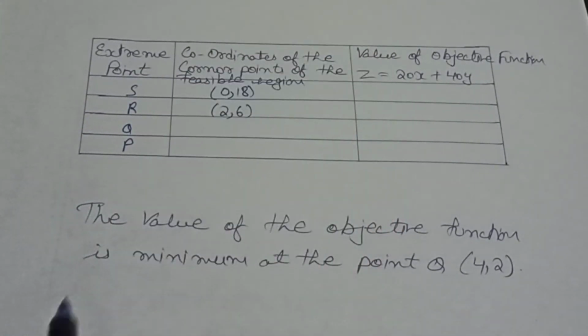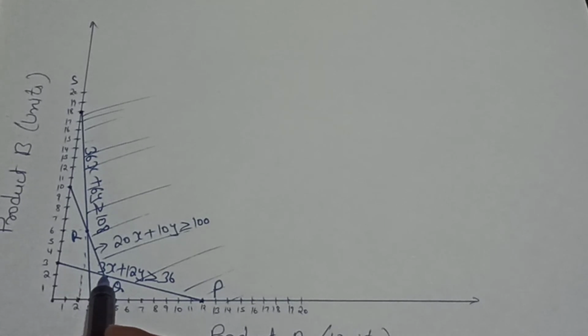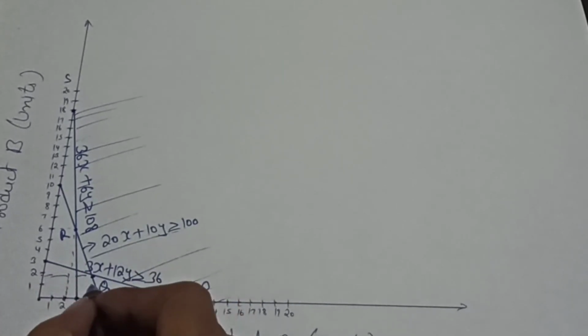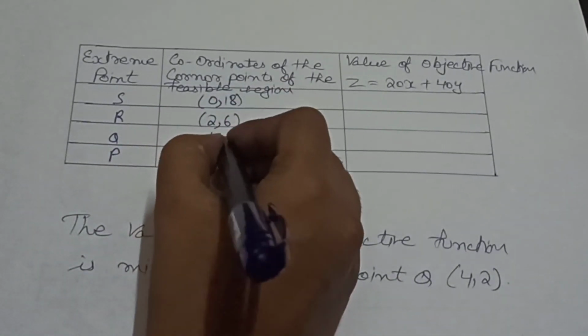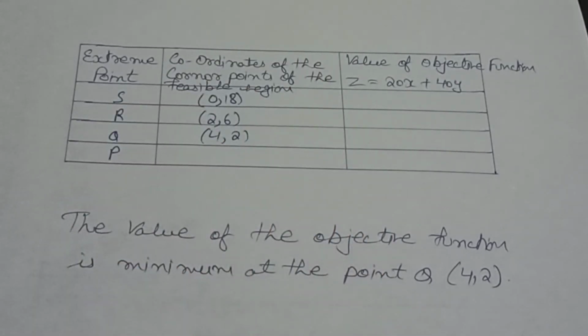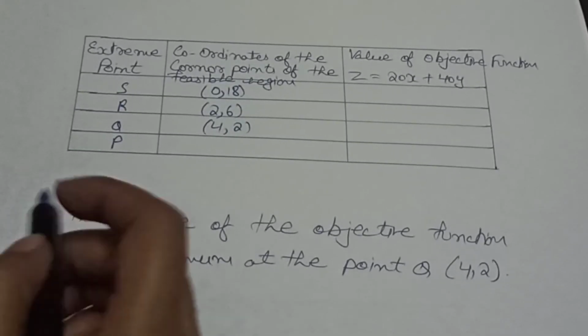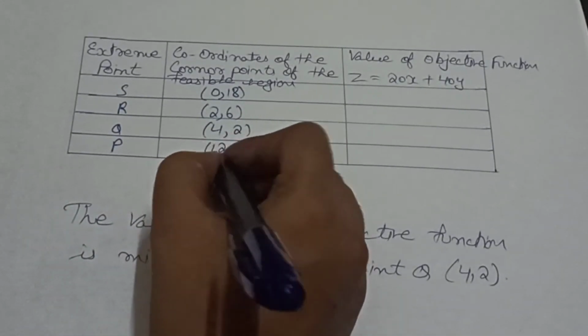Now we will find the point for Q. Here you can see Q. The line will be like this. And here it is 4. So 2 on the y-axis and 4 on the x-axis. So the point is 4 and 2. So we will write here 4 and 2. Now we will find the point for P. Here you can see P is here. So on the x-axis it is 12 and y is 0. So the point is 12 and 0. So we can write here 12 and 0.